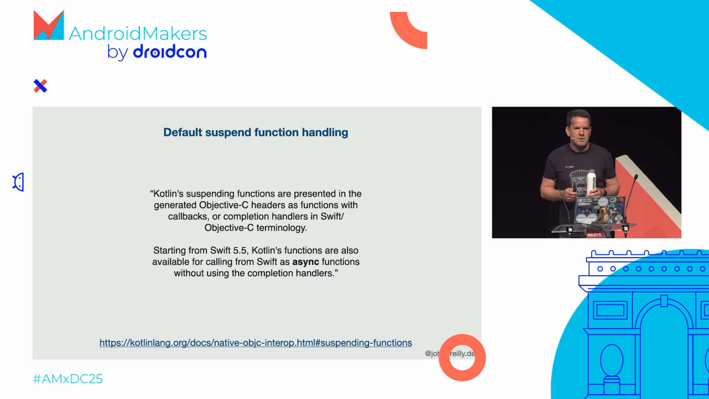So by default, Kotlin suspend functions are represented as Objective-C methods with completion handlers, or callbacks, which can be called from Swift as async functions since Swift 5.5. They do have some limitations, though, such as, for example, the fact that cancellations are not propagated. So I'm not going to focus too much on this approach. As I said before, there's third-party solutions that are generally used these days to provide concurrency interop, as we'll see shortly.